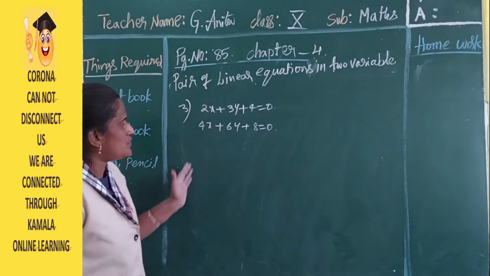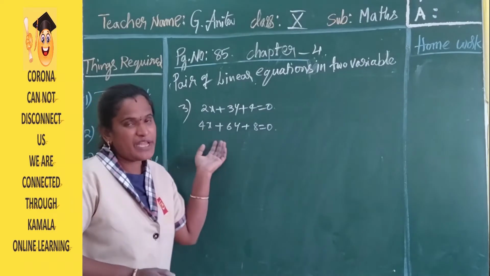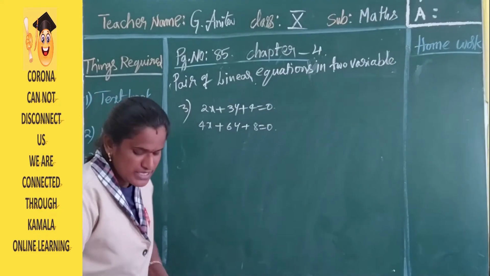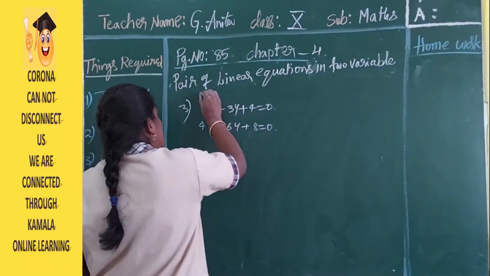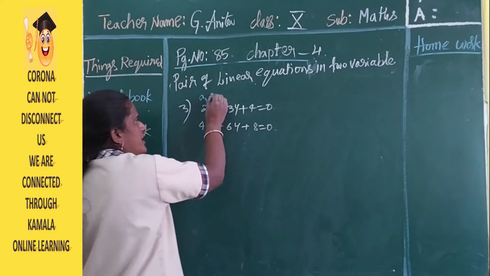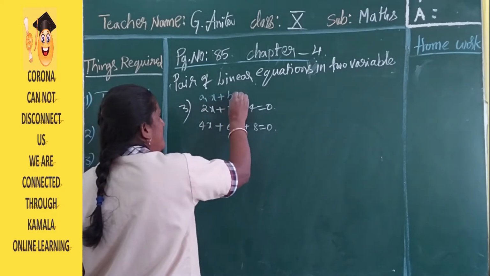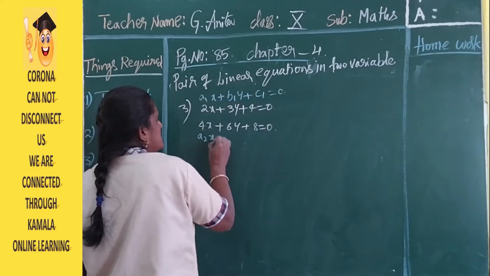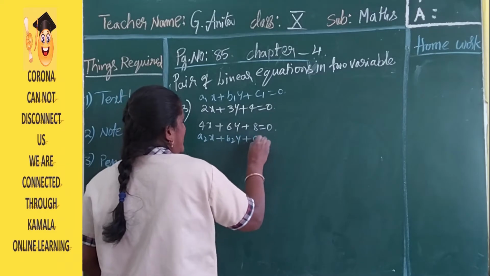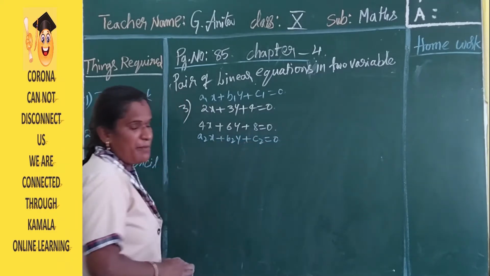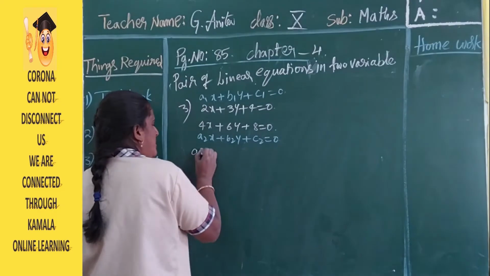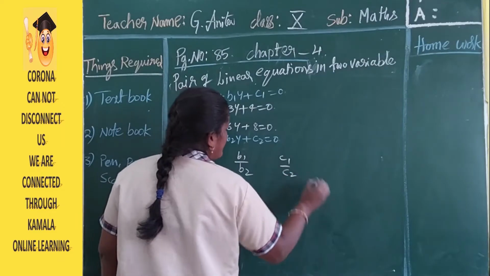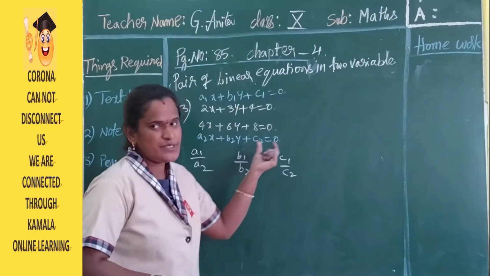So in this, first you have to compare these two equations with the general form of pair of linear equations. What is the general form? It is a1x plus b1y plus c1 equal to 0, and next, a2x plus b2y plus c2 equal to 0. So we compare the ratios a1 by a2, b1 by b2, c1 by c2.